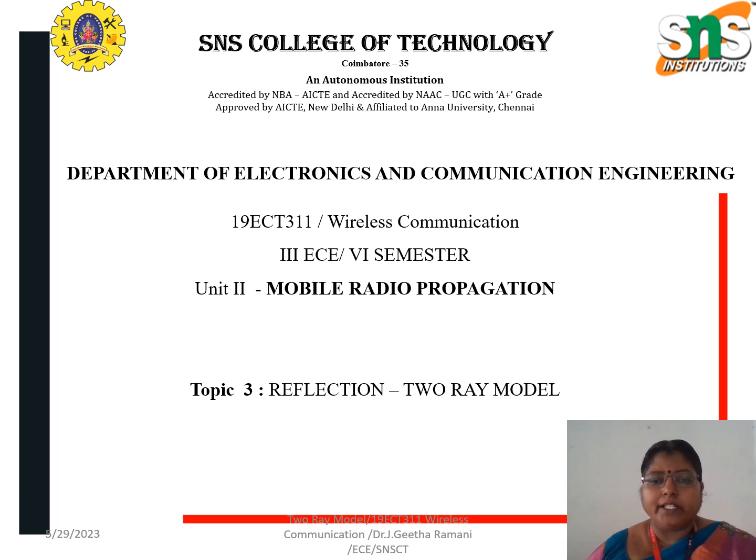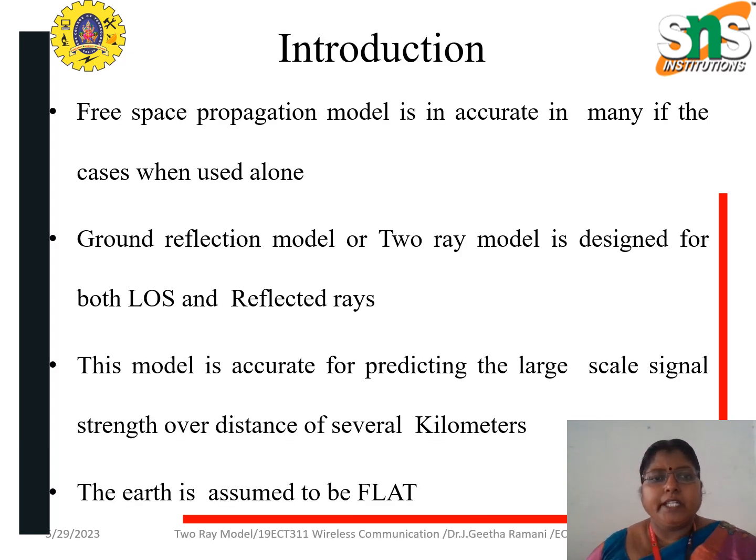Another name of this model is the ground reflection model. Okay, so we will discuss how it works. Normally, the free space propagation model provides accurate results in many cases when it is used alone. That means only when a line of sight path exists will your free space propagation model give good results. But this new model, called the ground reflection model or two-ray model, is designed for working with both line of sight and reflected rays.